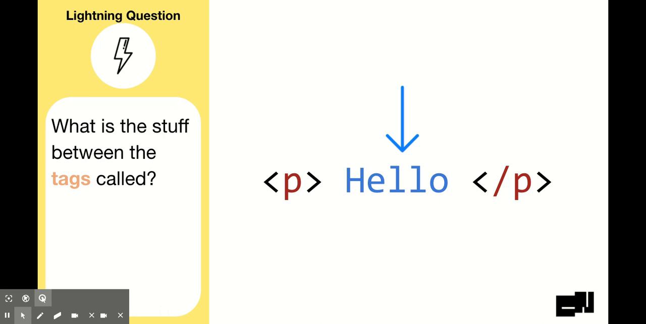Lightning question 2. What is the stuff between the tags called? In other words, what is hello? This hello is HTML content.